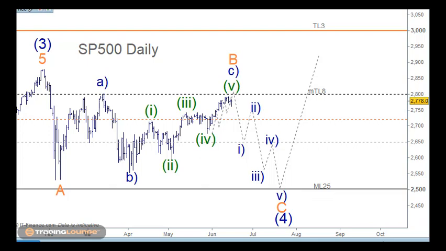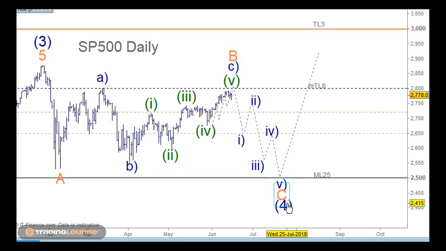We have two counts, as you know, and one of them is this particular count where we have wave 3 here, an A wave, a B and a C wave here for wave B. And then from the 2800, and we'll talk about this a little bit in detail with the intraday, but in the bigger picture, looking for 5 waves down for wave 4 here.